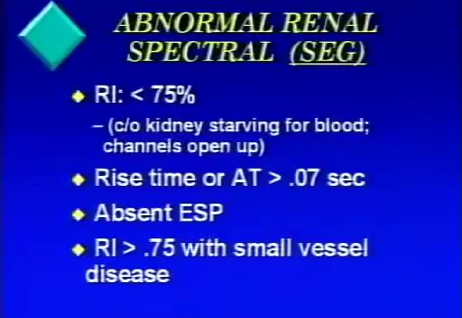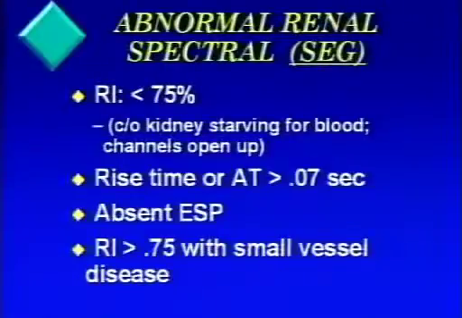An abnormal spectral tracing would indicate that you have an acceleration time that's greater than 0.07 seconds combined with an absent early systolic peak, and you may or may not see changes in your resistive index. Most of the time, you will actually see that the resistive index on the side of the renal artery stenosis will be normal. And the reason for that is when you have a significant stenosis and it's taking a longer time for blood flow to get to the kidney, the kidney is actually starving for blood. So the natural compensatory effect would be for the afferent arterioles to open up to provide collateral flow.